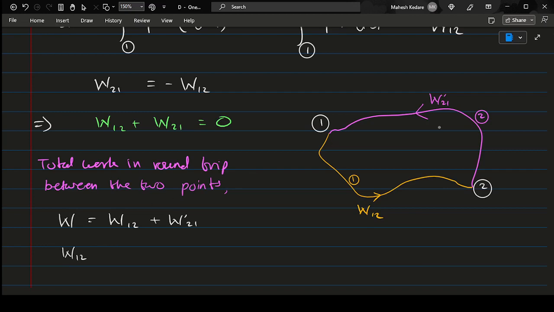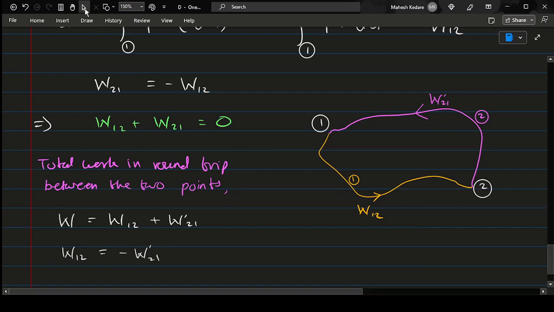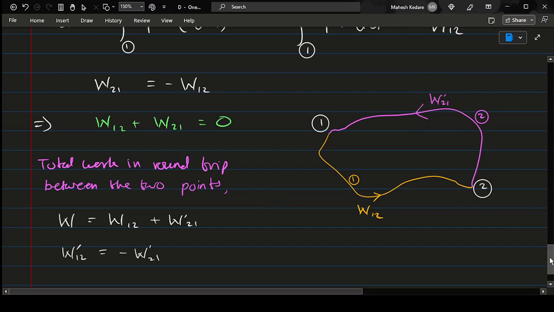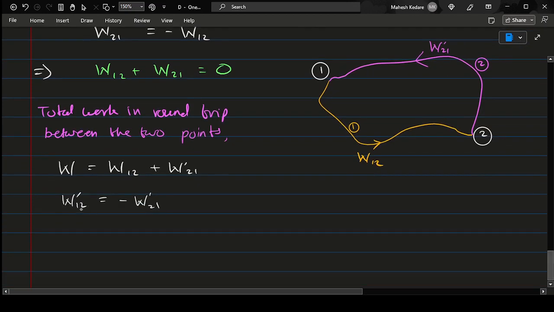This work done from 1 to 2 is negative of W'21, because along the same path, work done in the reverse directions are negative of each other. So, work done in going from position 1 to position 2 along this pink path will be the negative of this W'21. We denote this work by W'12.